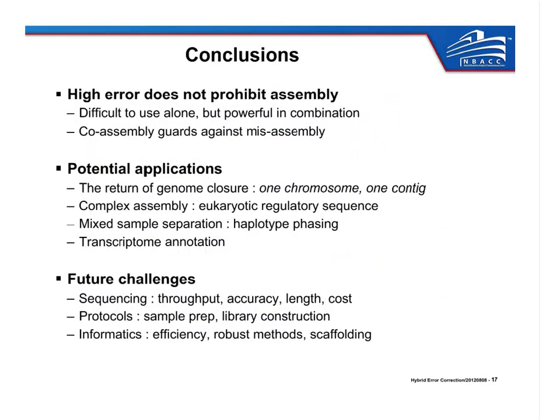So the potential applications that we've gone through: we can close simple bacterial genomes. We can significantly improve complex bacterial genomes and eukaryotic genomes, especially the eukaryotic regulatory sequence. We're hopeful that these long reads have other applications in mixed sample preparation, like haplotype phasing, that you should be able to have much longer range information, so you may be able to better separate diploid genomes.